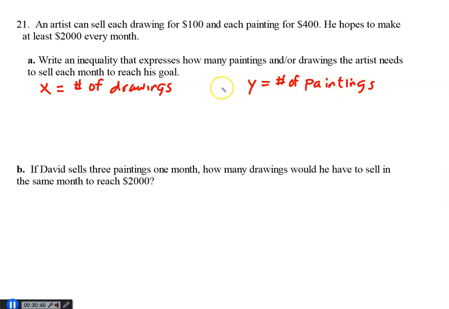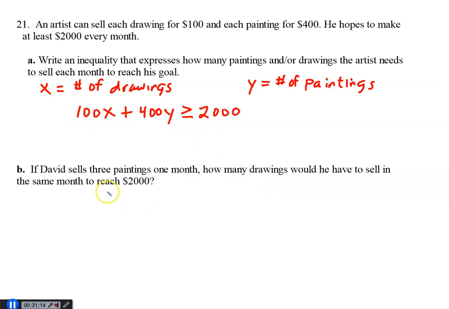And so using those variables and how much he makes off of each piece of artwork, $100 for each drawing, we could say is 100x. $400 for each painting, 400 times y. And he wants to make at least $2,000 every month. So the way we represent at least is with greater than or equal to. It could be more, but it can't be less than 2,000. Okay, so that's the answer for letter A.